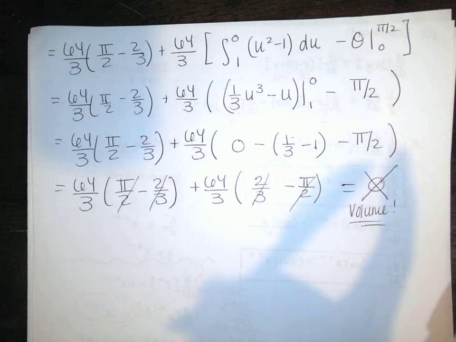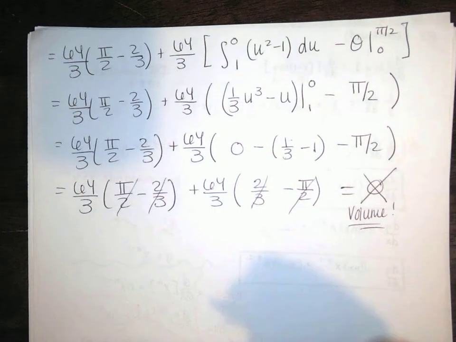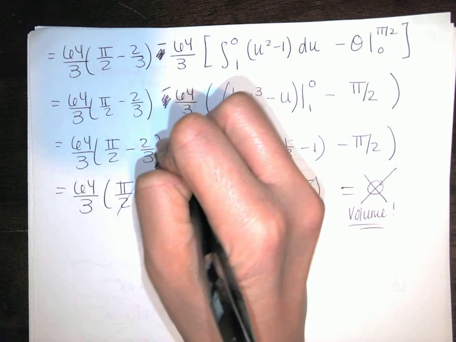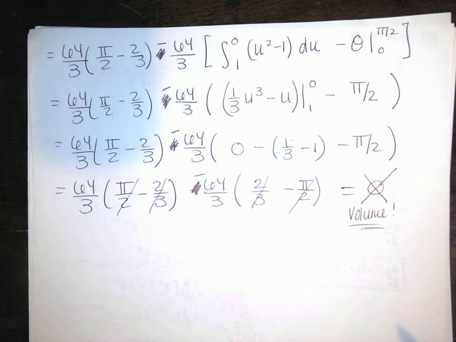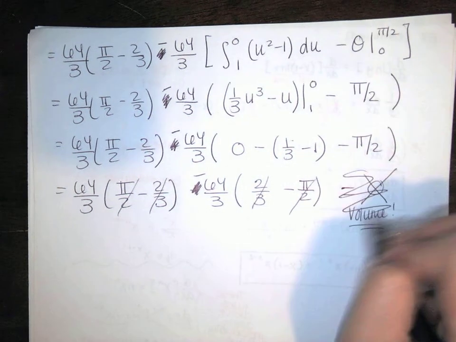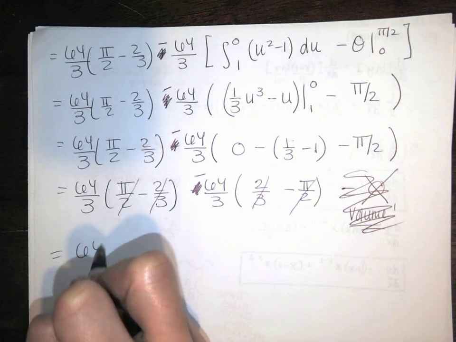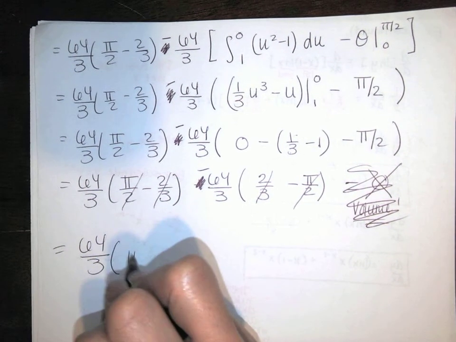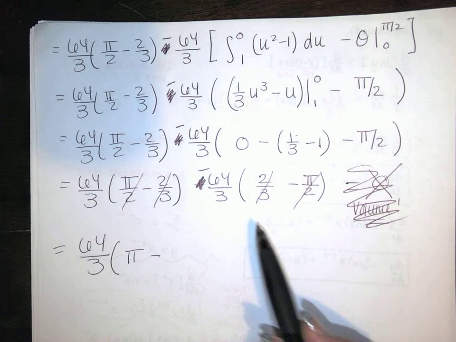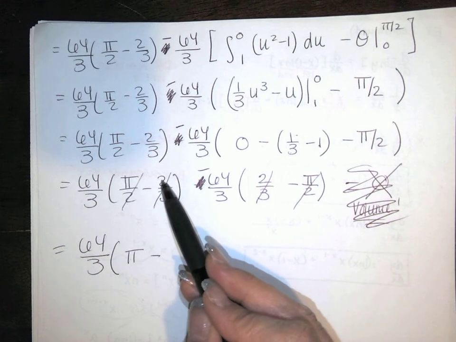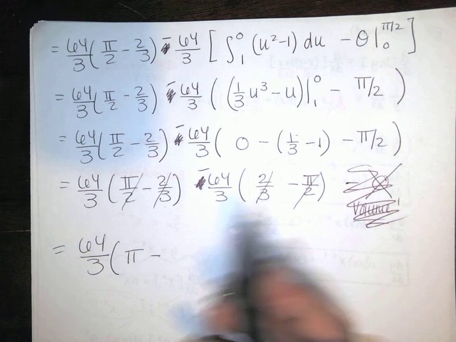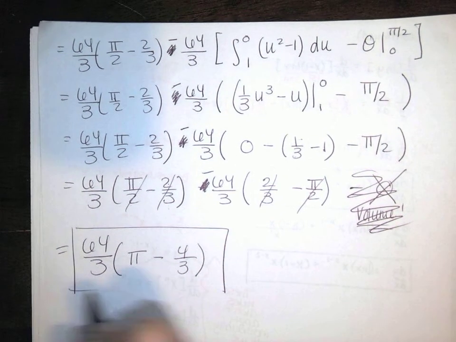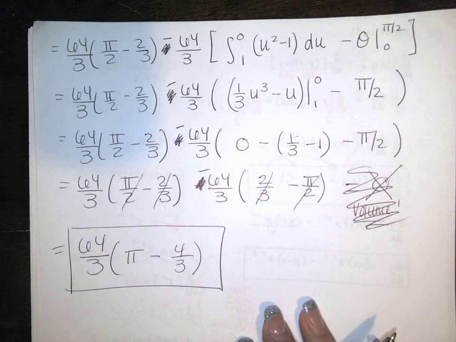Oh, actually, I think this is supposed to be negative. I figured it out. This is supposed to be negative, that's supposed to be negative, that's supposed to be negative, and we don't get this, thank goodness. We get 64 over 3, and we're going to end up with pi over 2 plus pi over 2 is pi, and a negative 2/3 minus 2/3 is going to be negative 4/3. And that is the volume, because I missed that negative sign from earlier.